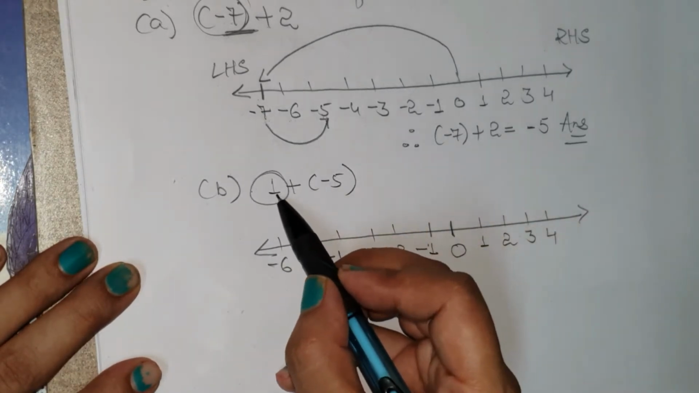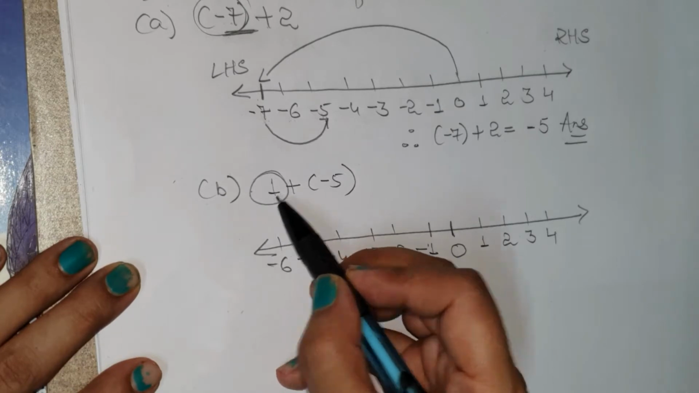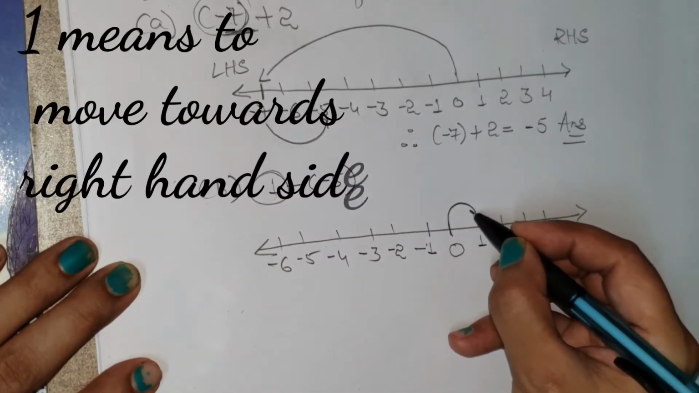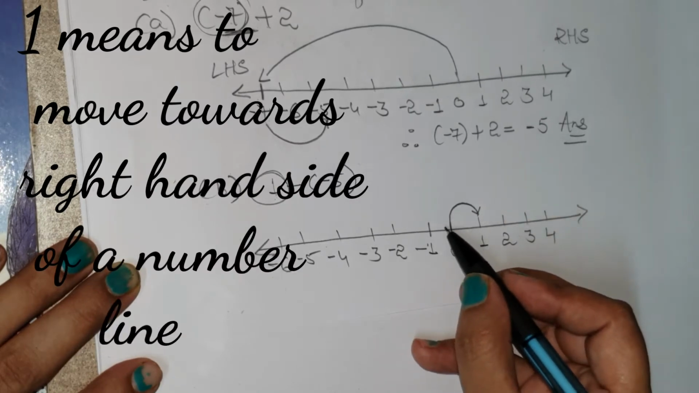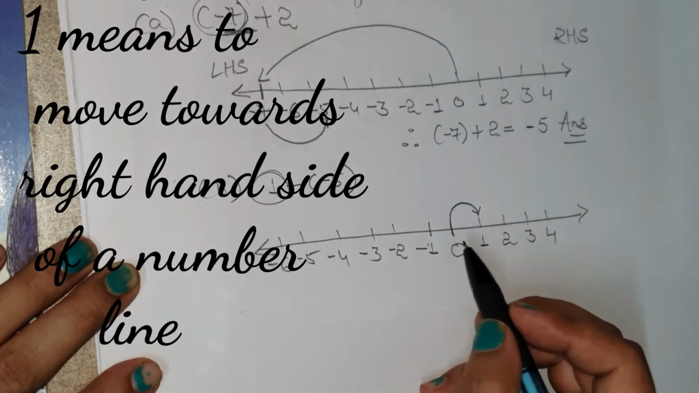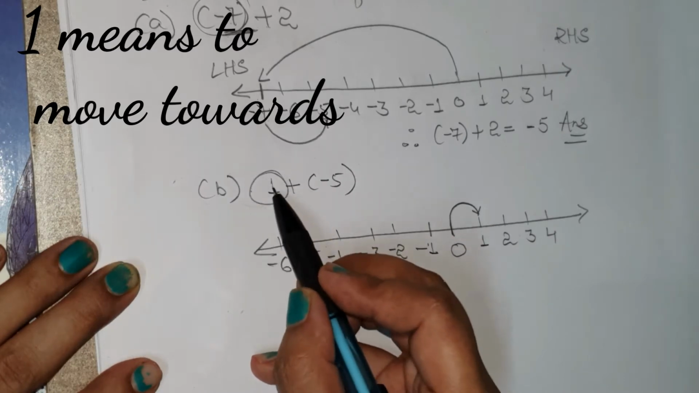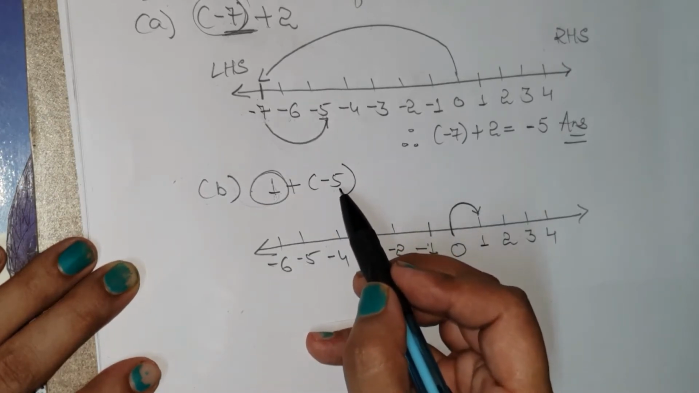Now firstly I have to do +1. So from 0 I will move to +1. Always you will begin your question from 0 only. So from 0 firstly we go to 1 because 1 is written here. Now we have to move to -5.